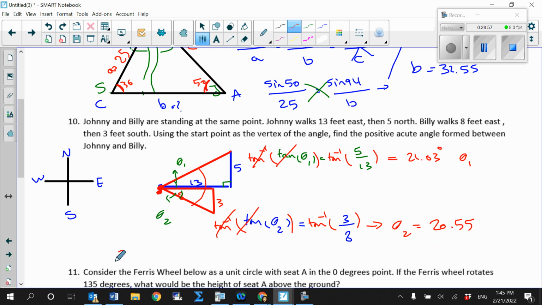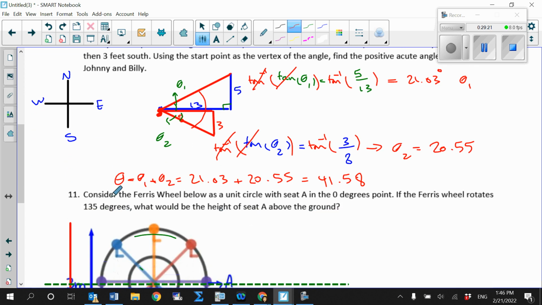Now the whole angle theta is theta 1 plus theta 2. 21.03 plus 20.55. Okay, so it's going to be 41.58. So that's the angle between these two. Okay, let's go to the next one.